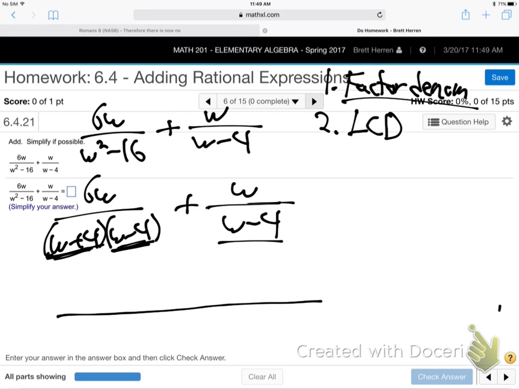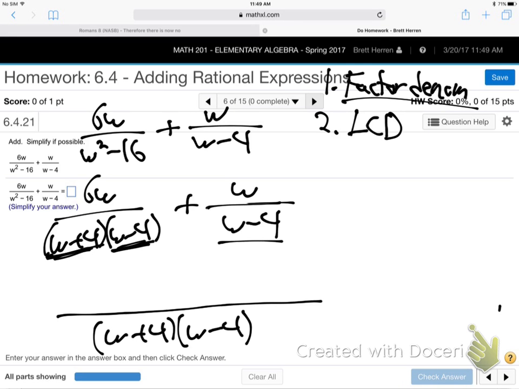I don't need the other one. I've already got one of those. It's only one of each type. I'm not taking two. So the common is just W plus 4, W minus 4. In fact, the first denominator is the common in this case. That'd be 6W. We'll get to the other stuff in a minute. But is everybody good with the common denominator? Does everybody see that? You just take one of each type. The common denominator is one of each type.